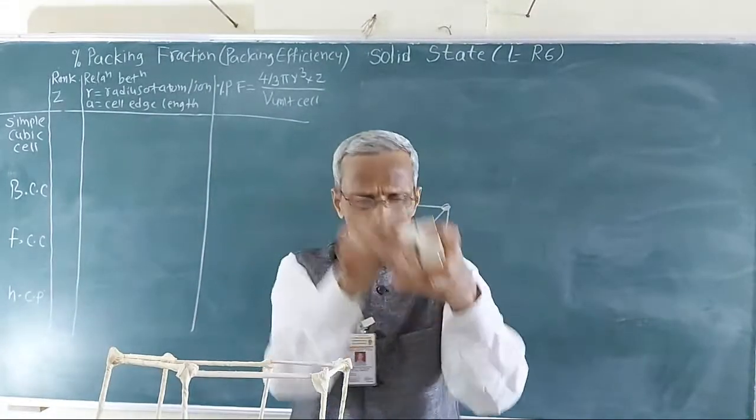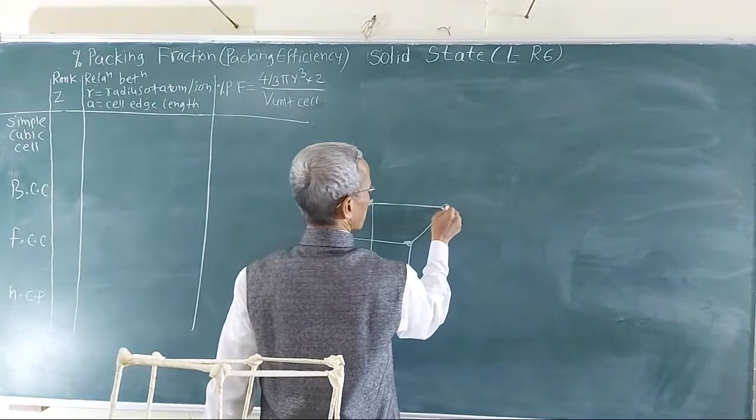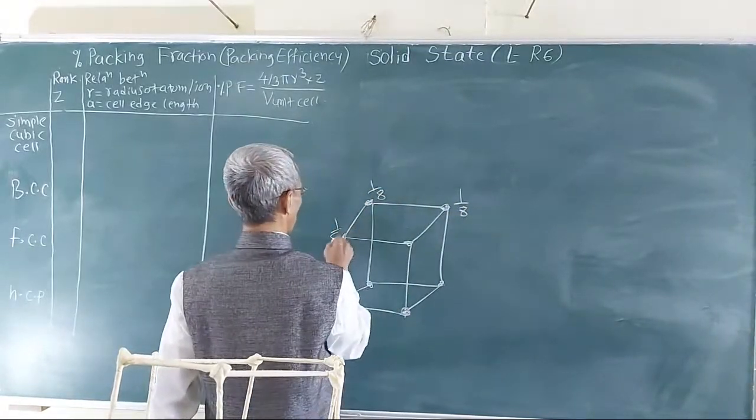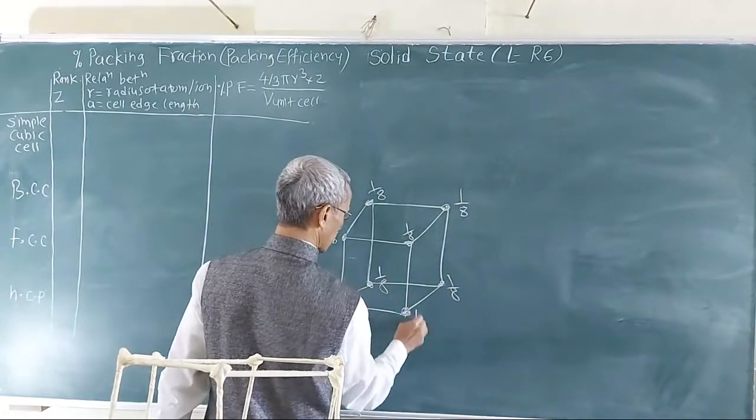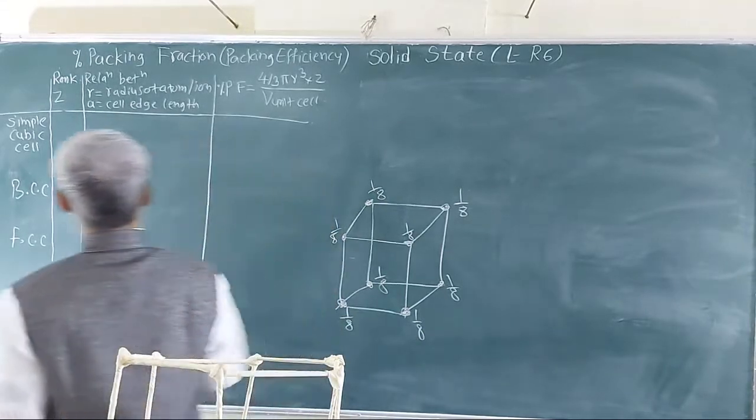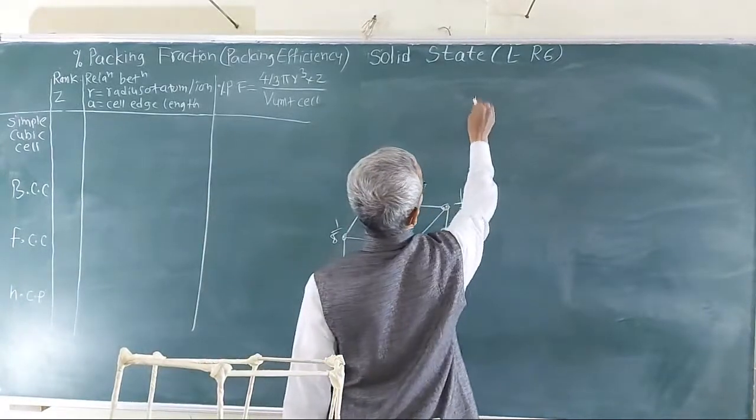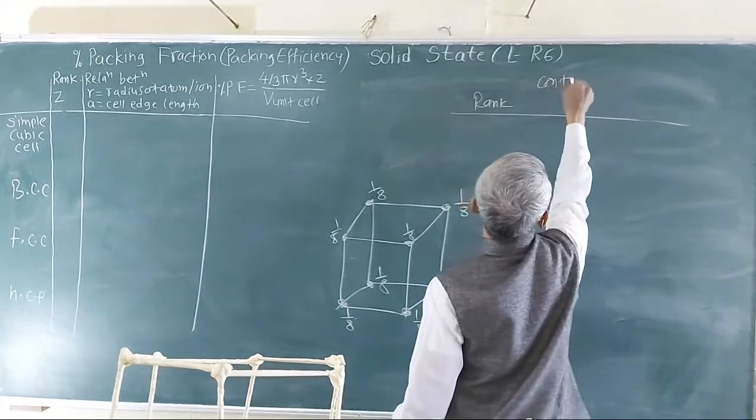Okay, so here, therefore one can write the contribution. This is common to 8. Therefore its contribution is 1 upon 8, every time 1 upon 8, 1 upon 8. So here the contribution of every vertex, every atom here, is 1 upon 8. So here one can write the rank determination contribution.